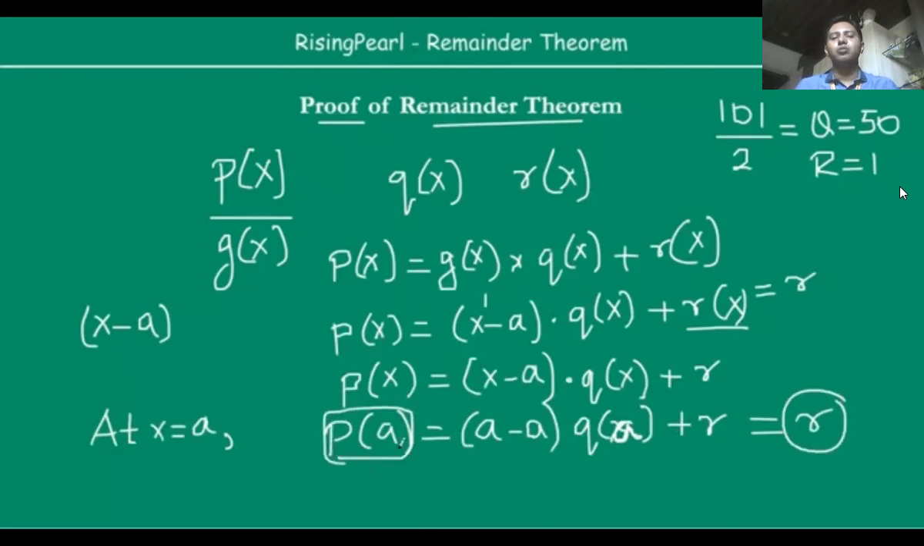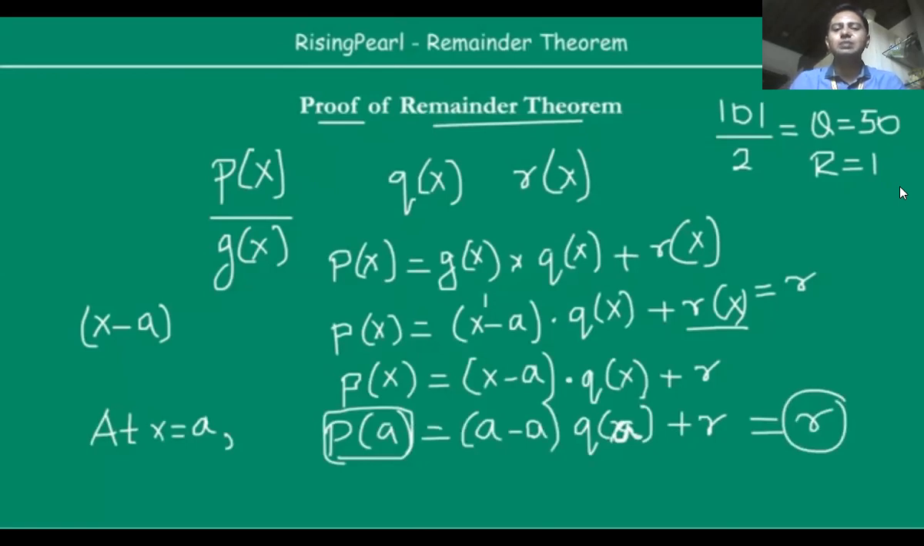If we are dividing a polynomial P(x) of degree greater than or equal to 1 by a linear polynomial x minus a, then the remainder will be P(a). So here we have shown that the remainder R is equal to nothing but P(a). So we have proved the remainder theorem. If we are dividing it by x minus a, the remainder will be P(a).